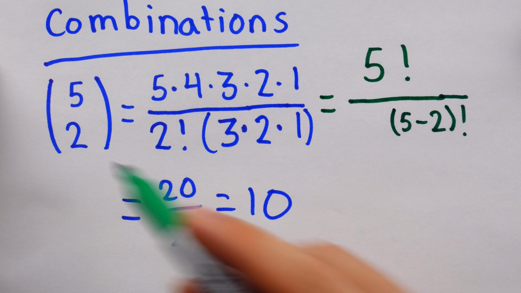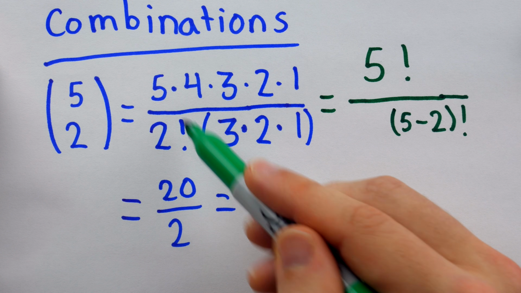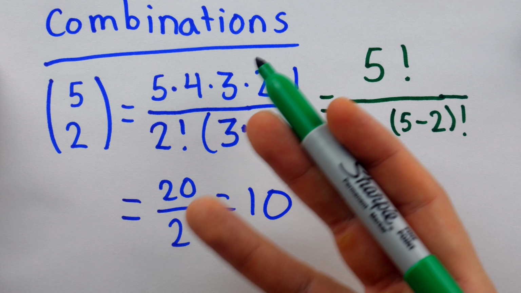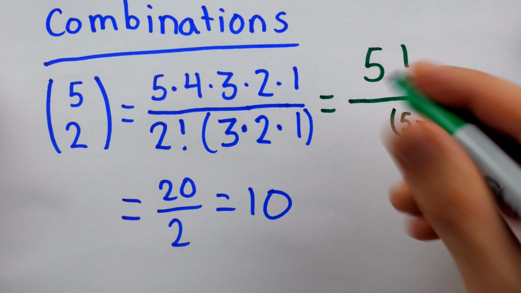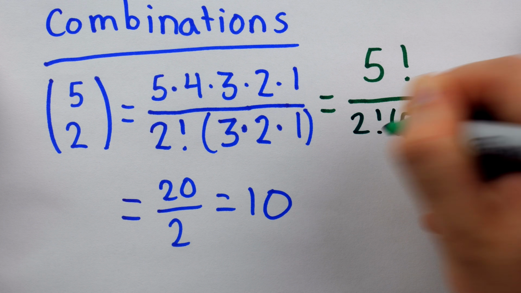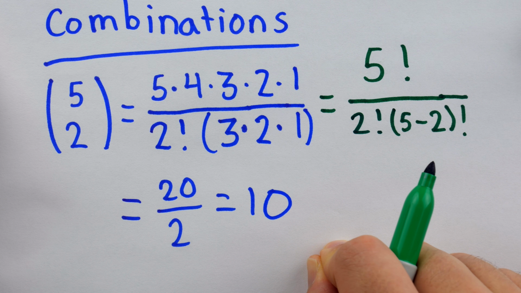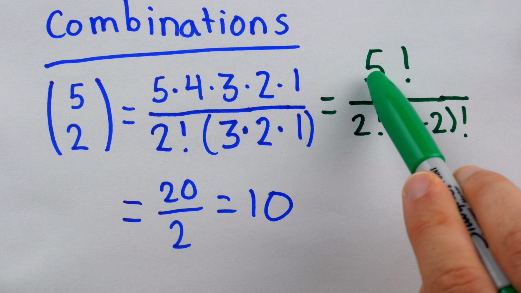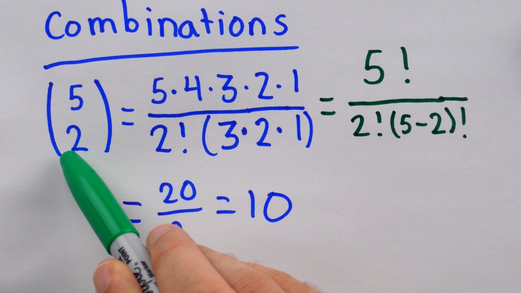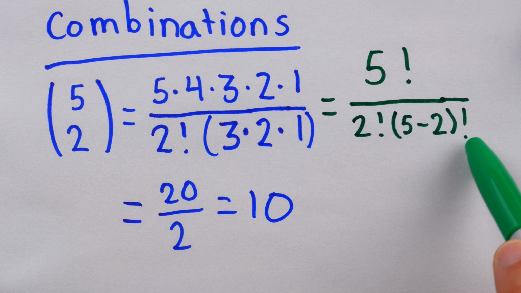Finally, for the 2 objects that we are actually selecting, their different orderings are not important either, because we don't actually care about the order, we just care about the number of combinations, and so we divide by 2 factorial to get rid of the orderings in the objects that we are choosing. And this suggests the general formula. It's top number factorial divided by bottom number factorial times top minus bottom factorial.